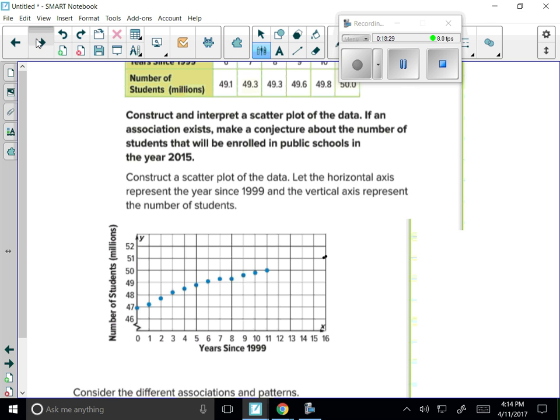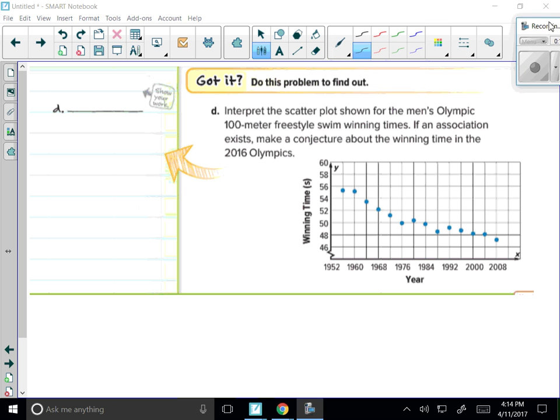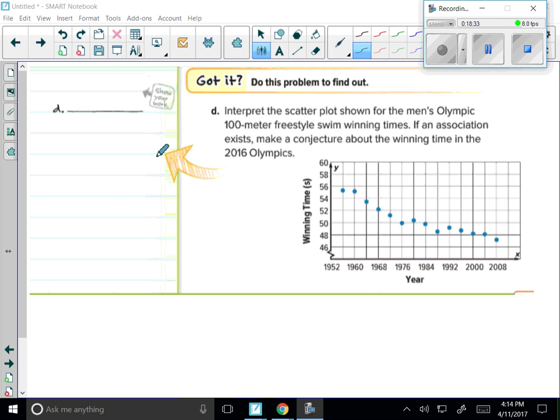So there's an example on the back side of this. Let's go ahead and take a look at it. It says, interpret the scatter plot shown for the men's Olympic 100-meter freestyle swim winning times. If an association exists, make a conjecture about the winning time in the 2016 Olympics. So remember, interpret means look at those different associations.